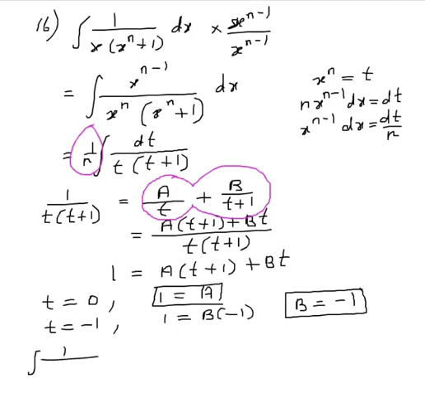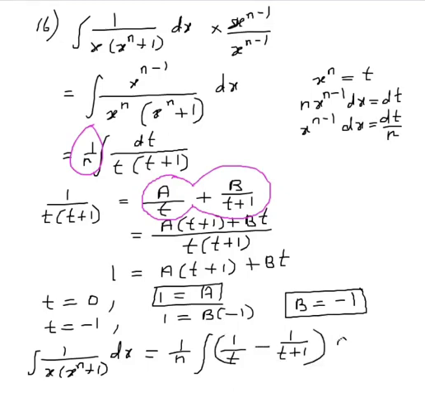Therefore, the given integral 1 divided by x into x raised to n plus 1 dx is equal to 1 by n times the integral of A, which is 1 divided by t, and B is minus 1 divided by t plus 1, dt.